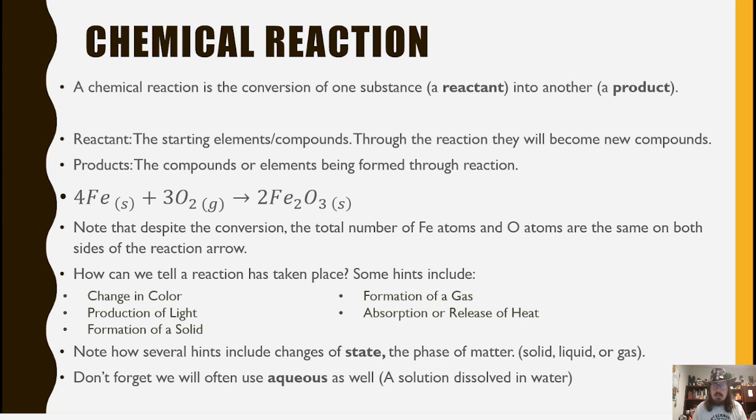How can you tell a reaction is taking place? There are many different ways. Some include changes in color, production of light, so if it just glows or generates light, formation of a solid, so if you started with no solids and suddenly you have a solid, formation of gases, usually a good hint, and absorption or release of heat are often good hints that a reaction is taking place. Not all of them have to have occurred.